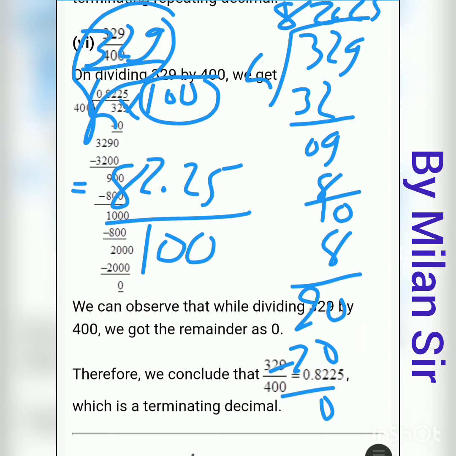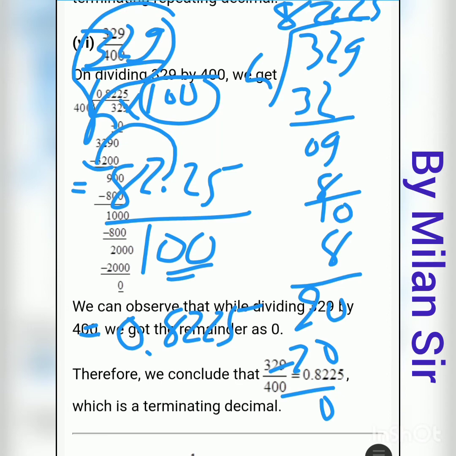Now in division we have two zeros, so we need to transfer this decimal point two digits to the left. Before that nothing is remaining, so 0.8225. Either you can divide 329 by 400, otherwise you can use this way.